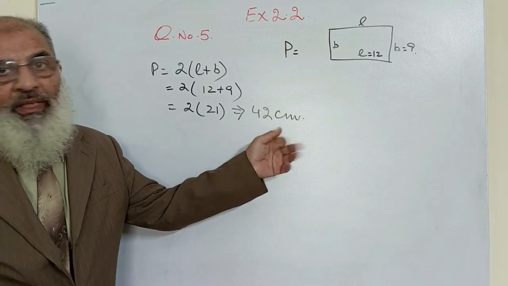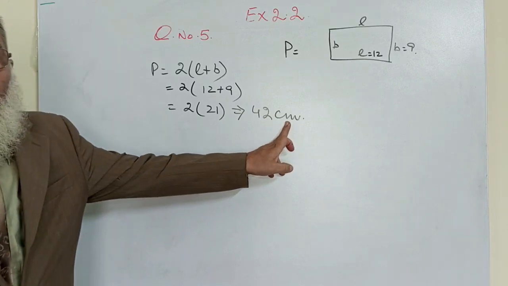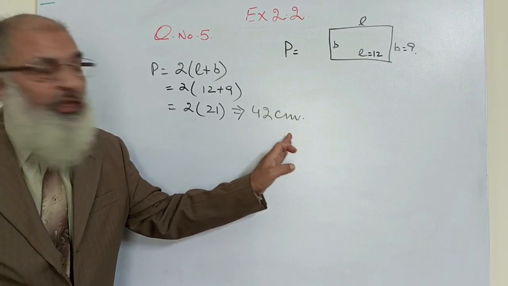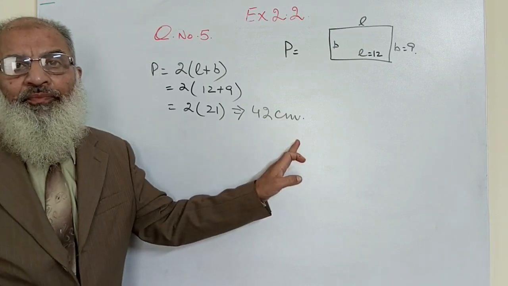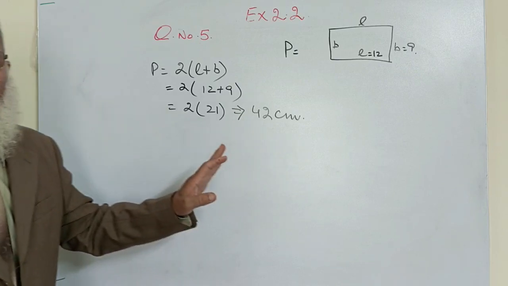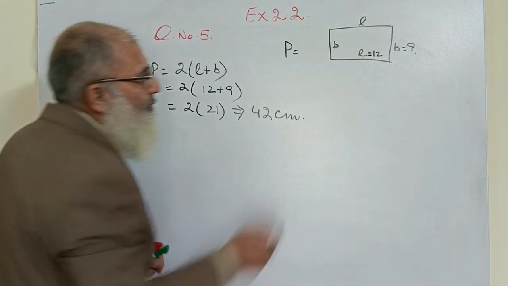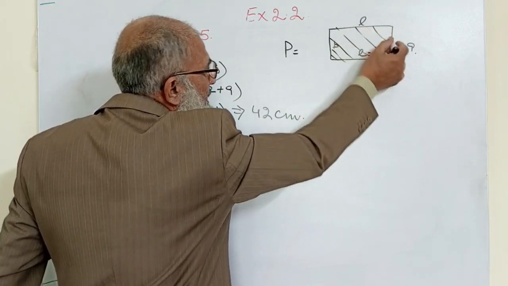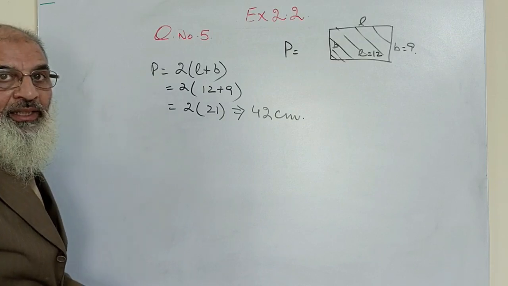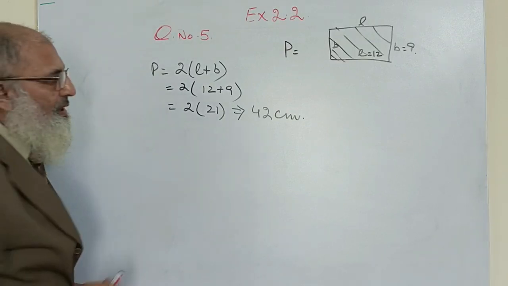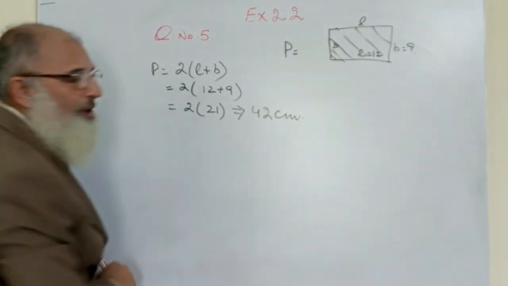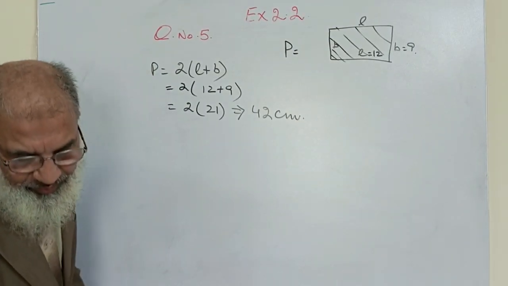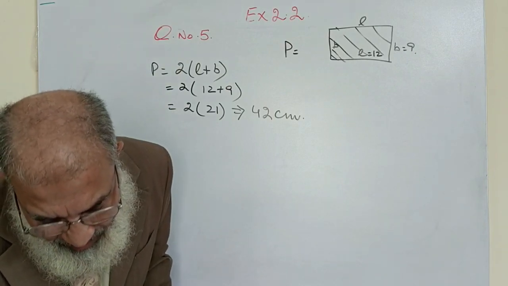Dear students, unit is centimeter and it will remain centimeter because this is a linear length. If it was area, I'll tell you in our upcoming exercises, if it was area, then it would have been centimeter square. But so far, it is only centimeter. Now the rest of the questions are same.